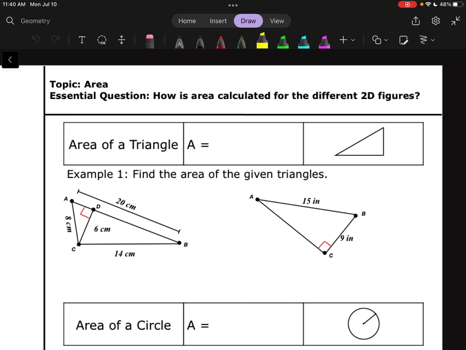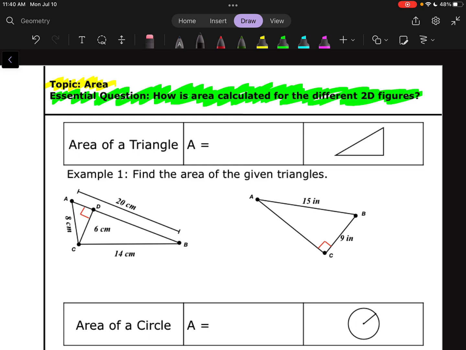Okay, so topic for this video is going to be area. And our essential question here is going to be to figure out how on earth we calculate area for all the different 2D figures. So step one here going to be finding the area of a triangle.